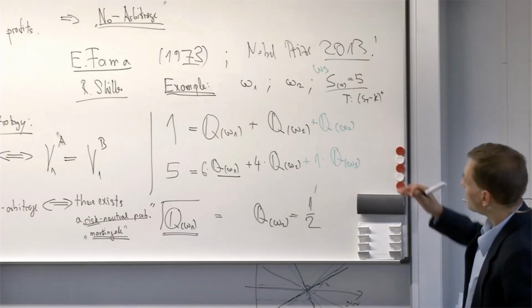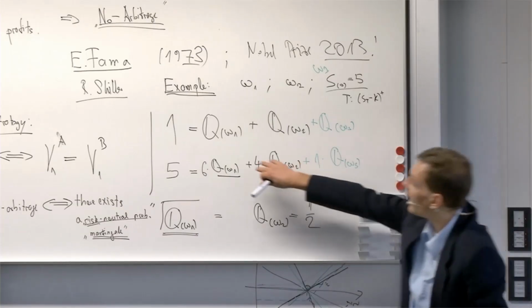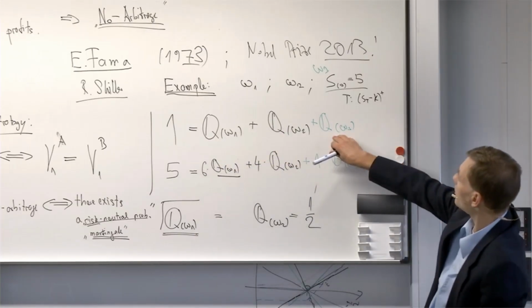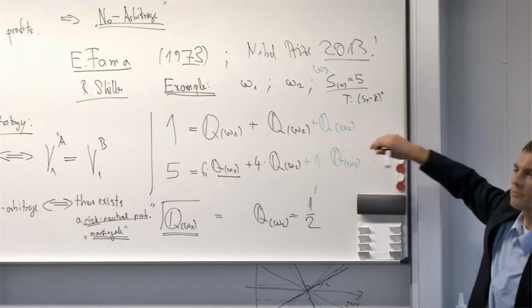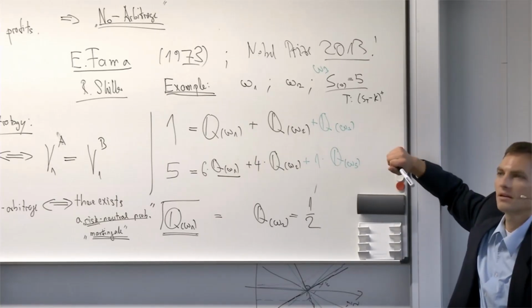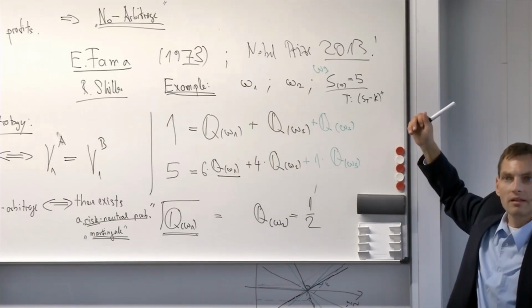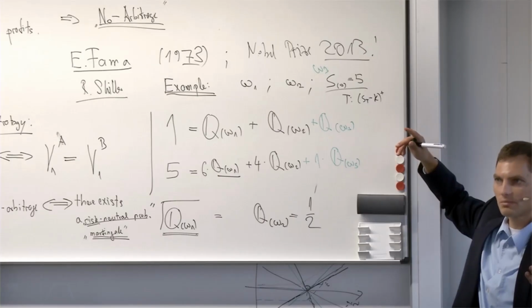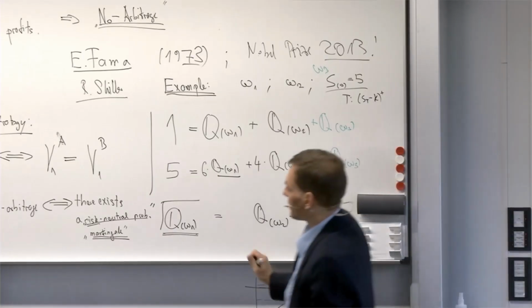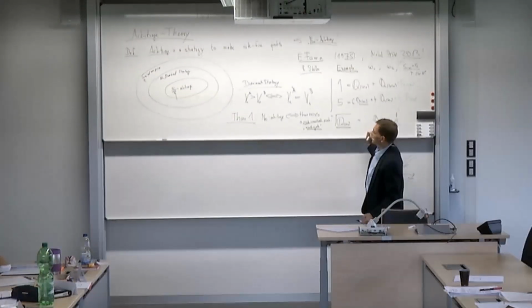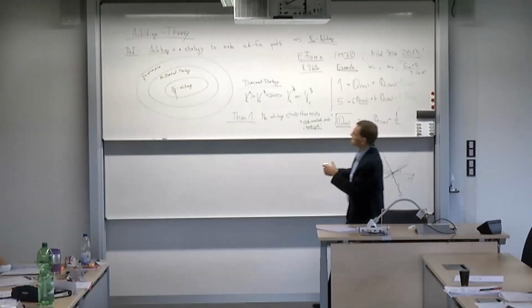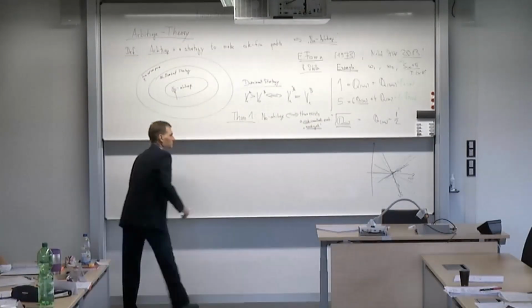But the question now is, can we find an omega 1, an omega 2, and an omega 3 to satisfy these two equations? No. There is a whole range of possibilities, and that covers the fundamental theorem 2 in finance.